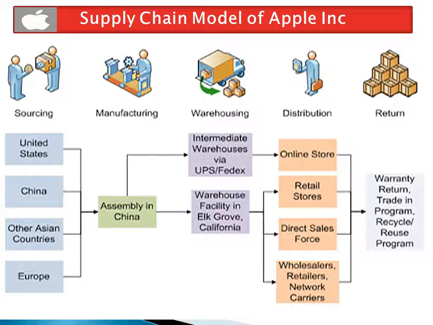Then we have the distribution component of the supply chain, right? And they use an online store, right? So you can buy directly from them. They have retail stores. Sometimes companies do own their own retail stores, so that is also direct, right? Direct sales force, persons may go out there and sell directly, right? So we see here the company is utilizing a lot of direct methods, but it is also a hybrid method because they have wholesalers, retailers, and network carriers who also provide the product and services, right?